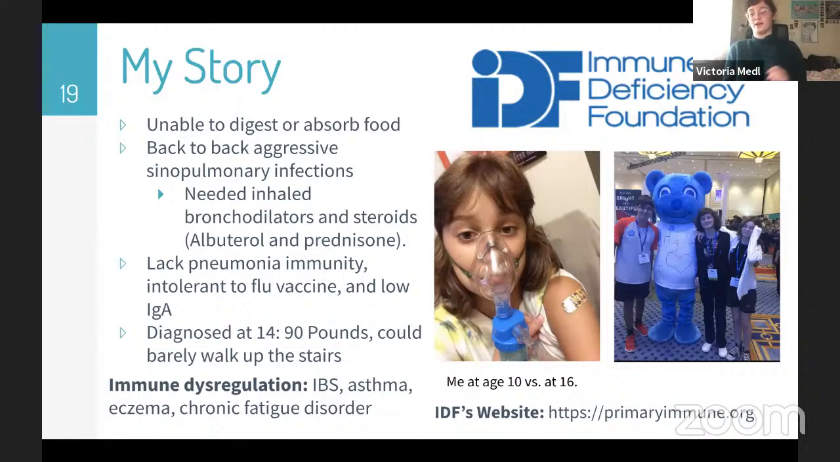In middle school, I got really, really sick. I had 2 different types of flu. I had 2 different strains at the same time. And then no one really knew what was wrong with me.